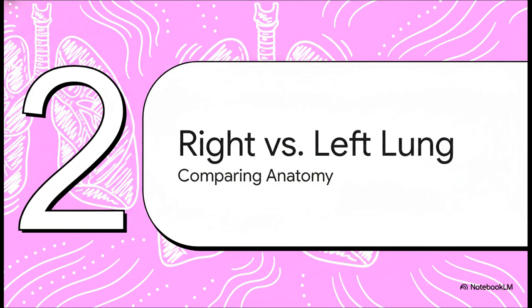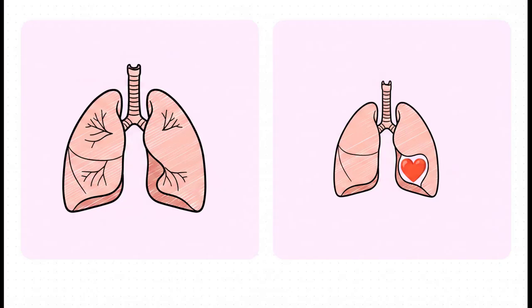Section 2. Right versus left lung. In anatomy, contrasting 2 structures is literally the best way to lock them into your memory. And trust me, this is highly testable stuff. The right lung is your larger, heavier organ, weighing in at around 700 grams. It's packed with 3 distinct lobes, the superior, middle, and inferior. And those are separated by 2 fissures, the oblique and the horizontal.